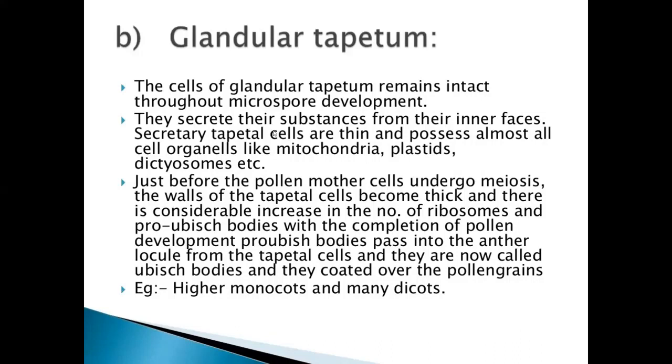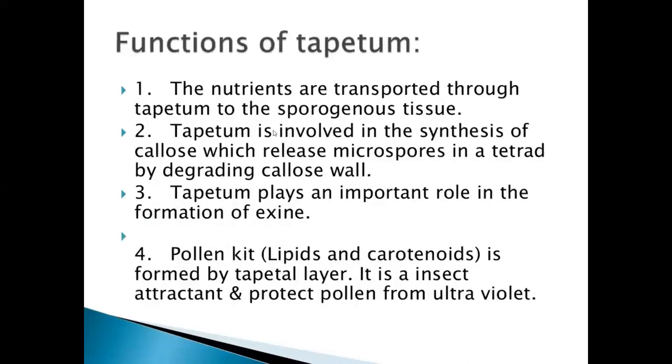This is an entrance point question. Ubisch bodies: are they present in amoeboid or secretory or glandular? Ubisch bodies are present in the mature cells, so they develop from mature cells of the tapetum, that is, the glandular tapetum. They consist of sporopollenin and coat the pollen grains. As I told you, examples are higher monocotyledons and many dicotyledons.